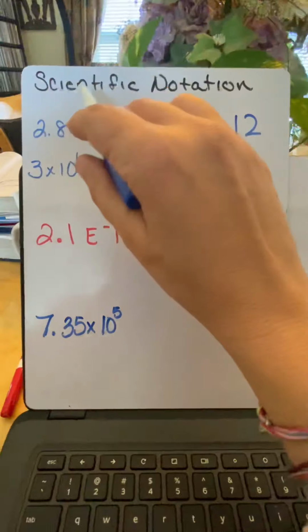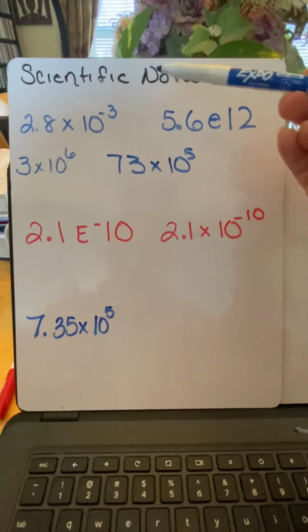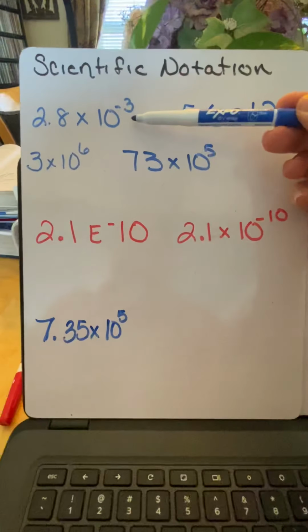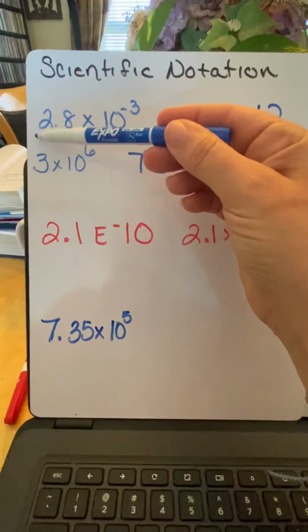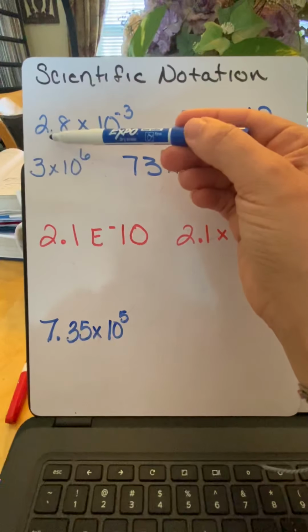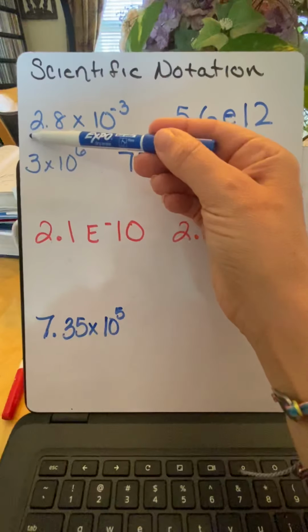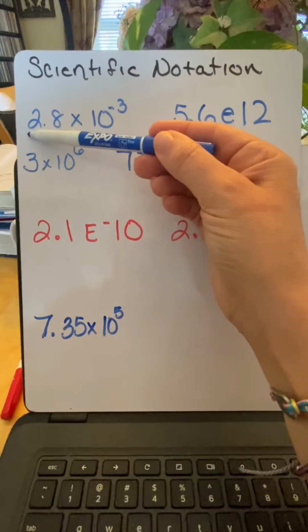So these numbers are written in scientific notation. The numbers in blue, I'm going to start explaining first. This one is written in scientific notation because there is a factor here that is between 1 and 10. The number here can be 1, but it has to be less than 10. So first thing you want to look at here, you can only have one digit in the ones place.